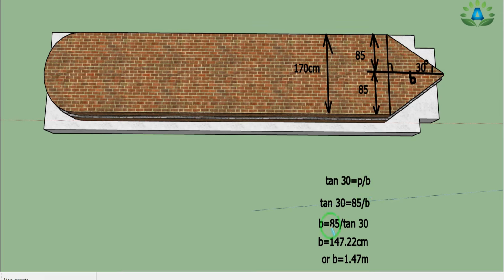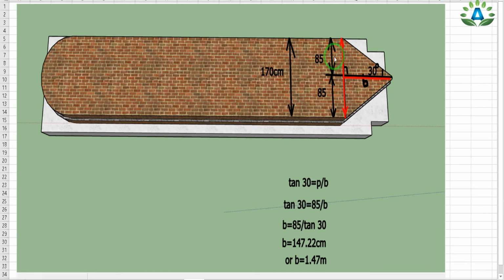So we get the value of B equals 85 by tan 30. While calculating this value, we get B equals 147.22 centimeter or 1.47 meter. So we have the area of the triangle equals 1 by 2 base, in which our base equals 170 centimeter, and height, that means this will be the height of the triangle. So the height of the triangle equals 1.47 meter.